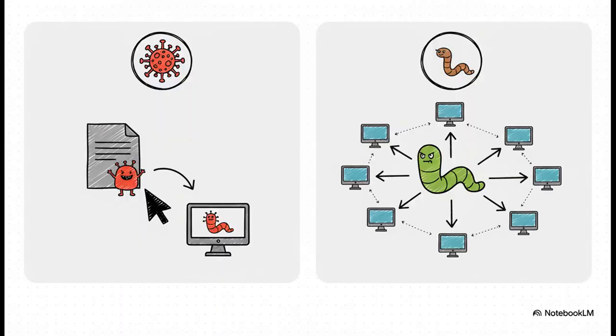Okay, so when you put them side by side like this, the difference really clicks. The virus on the left is like a parasite, right? It has to attach to a clean file, and it needs you to do something to spread it. But the worm on the right, it's a free agent. It's totally self-sufficient and can just burrow its way through an entire network at terrifying speed all by itself.